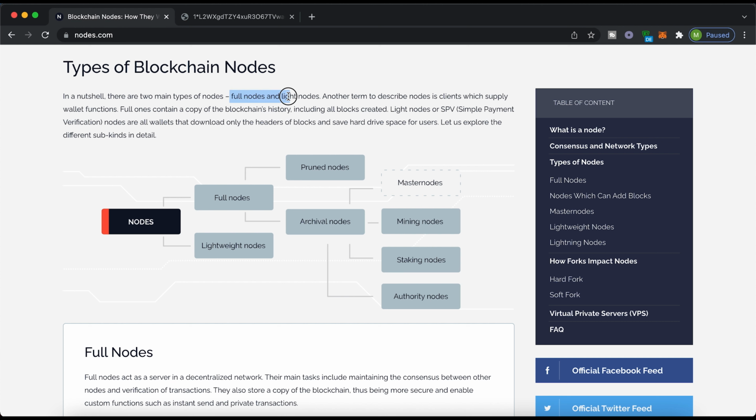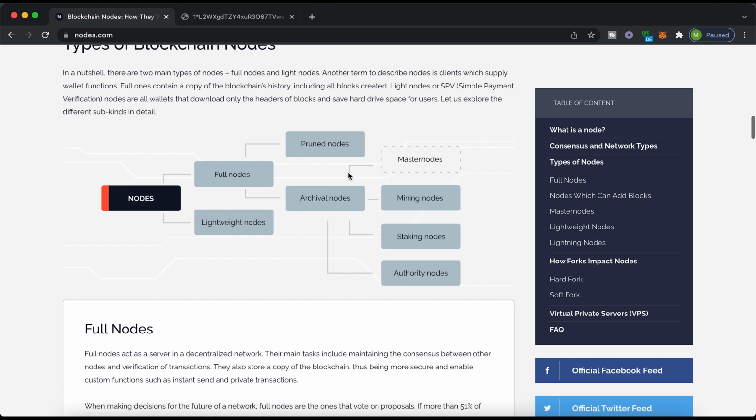There are two main different types of nodes, which are full nodes and light nodes. Full nodes contain a copy of the blockchain's history, including all blocks created. Light nodes, or SPV, simple payment verification nodes, are the ones you tend to see in our wallets or phones to make simple transactions, like me sending my friend John some Bitcoin.